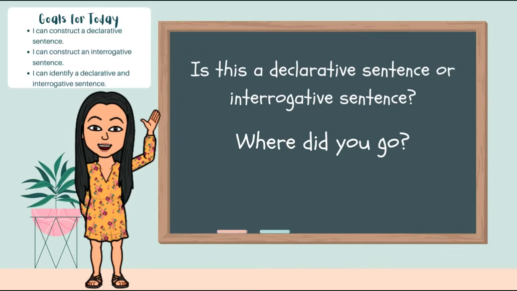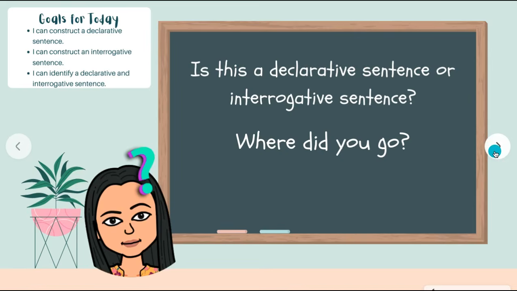Now let's practice. One of our goals is to identify if it is a declarative or interrogative sentence. I'll read this example out loud. Where did you go? Think for a moment, boys and girls, and look at the end mark. If you answered interrogative sentence, you are correct. Good job, boys and girls. It asks a question and it ends with a question mark.